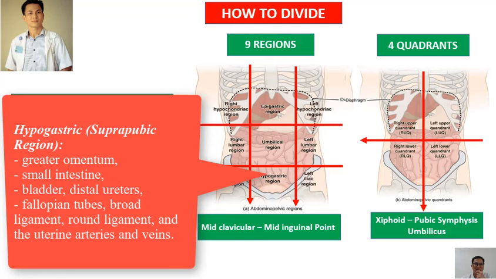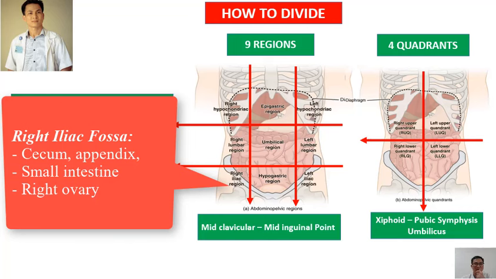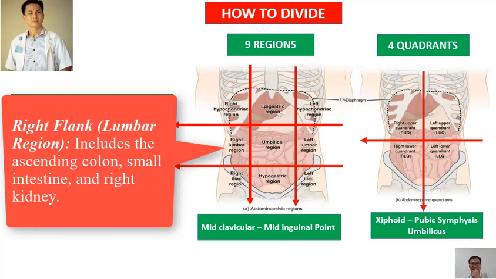The hypogastric or suprapubic region contains the greater omentum, small intestine, bladder, distal ureters, broad ligament, round ligament, fallopian tubes, and the uterine arteries and veins. The right iliac fossa contains the cecum, appendix, small intestine, and the right ovary. The right flank includes the ascending colon, small intestine, and right kidney.